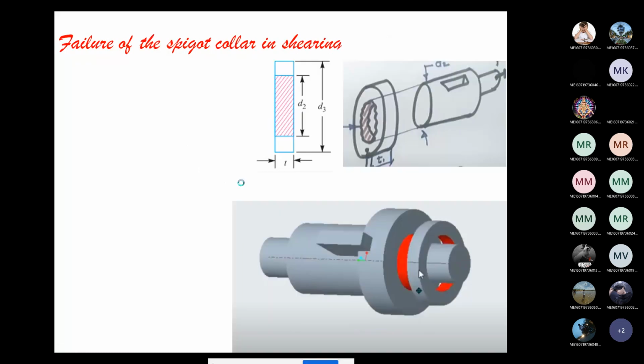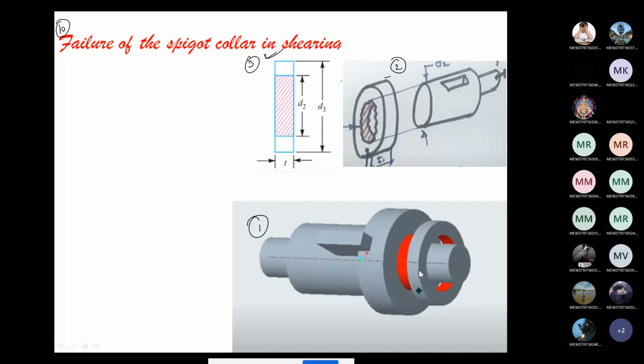Okay, this is the ninth one. Next, the tenth one. What is the tenth one? Failure of the spigot collar in shearing. See here, in the first image you can find the collar shearing off and coming outside. In the second image, how it looks if it comes outside, this is the image. This half portion, the cross-sectional image I have drawn here, is the third image.